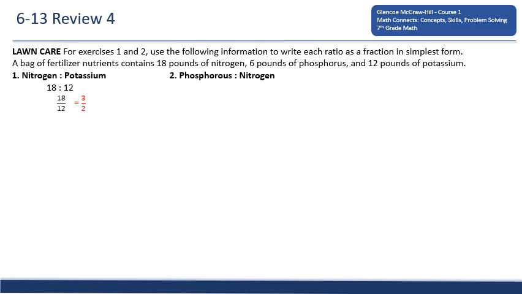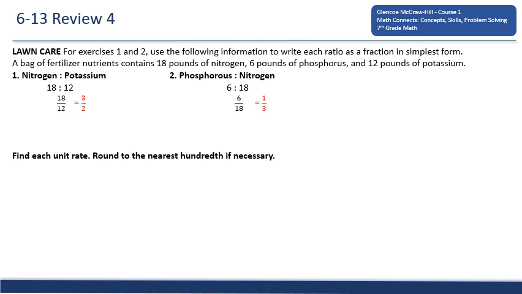Number 2, phosphorus to nitrogen. You get 6 to 18. As a fraction, it's 6 over 18. And we will simplify that using the GCF of 6, and you get 1/3.